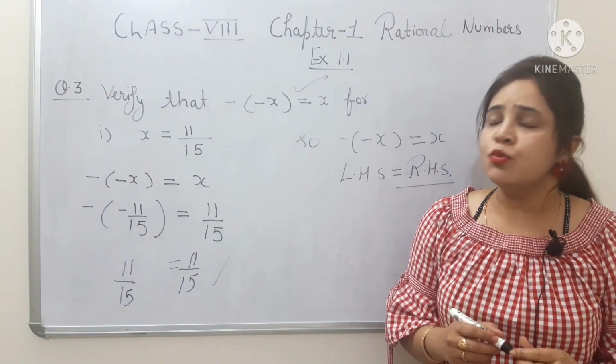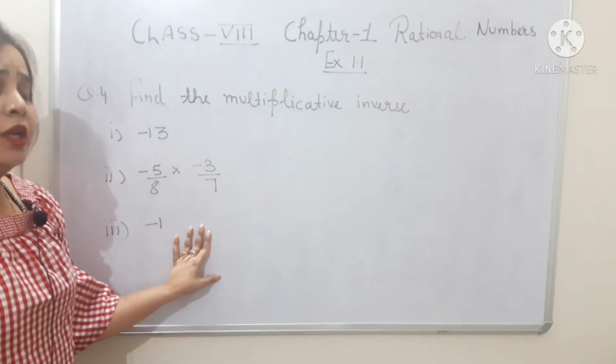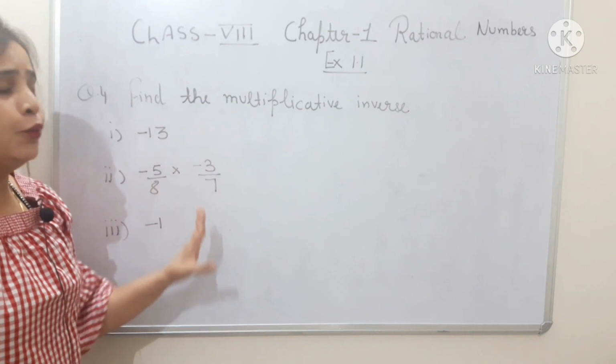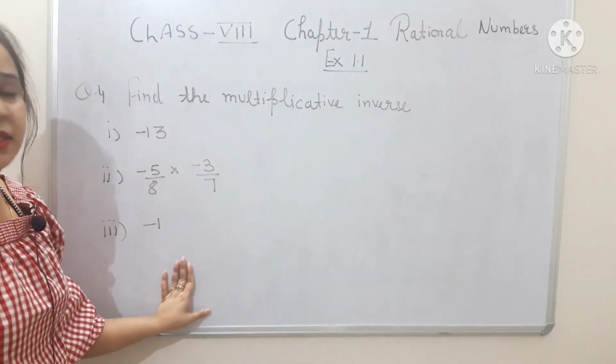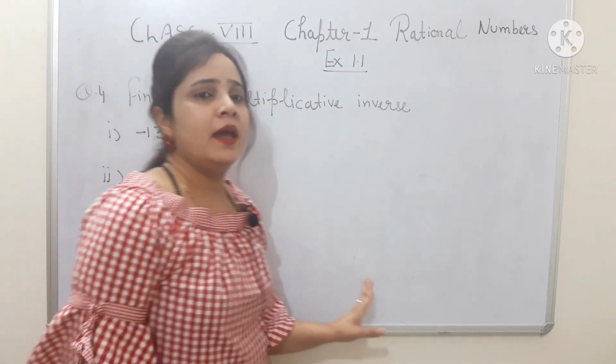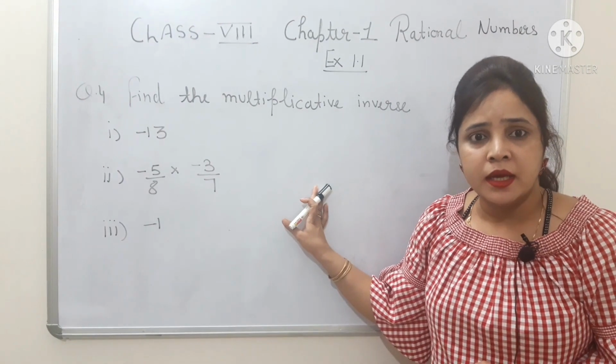Okay, so now let's move to question number 4. In the next question, what we have to do, we have to find out the multiplicative inverse of the following numbers. हमें फाइंड आउट करना है मल्टीप्लिकेटिव इनवर्स.